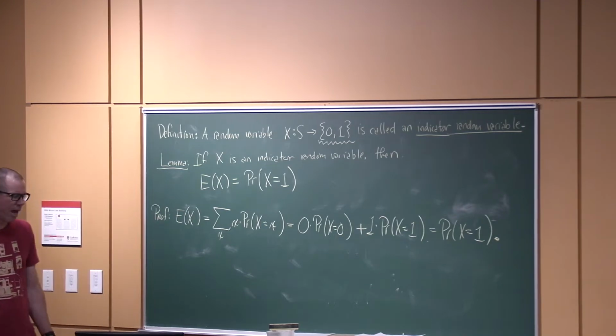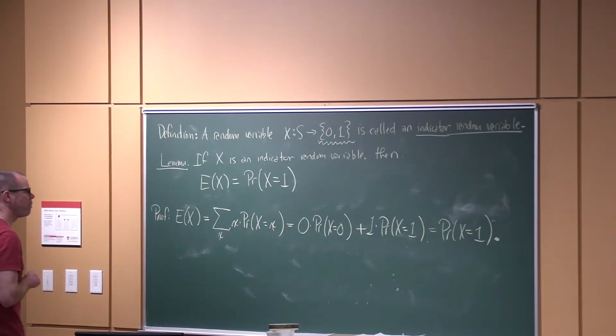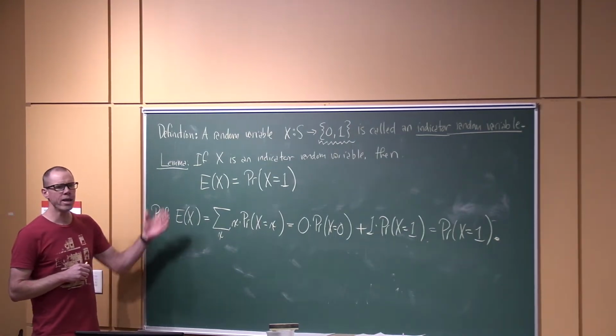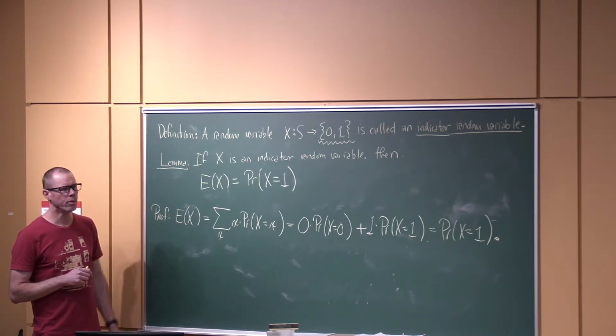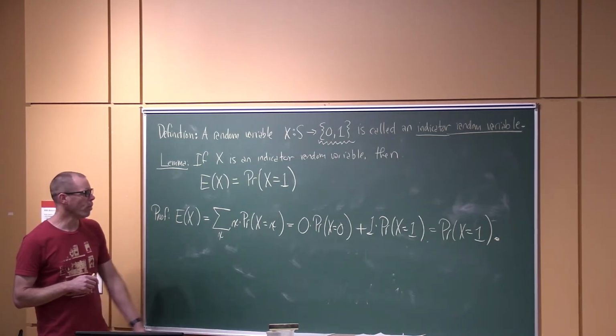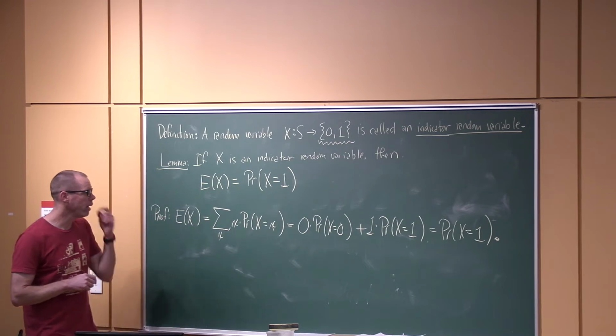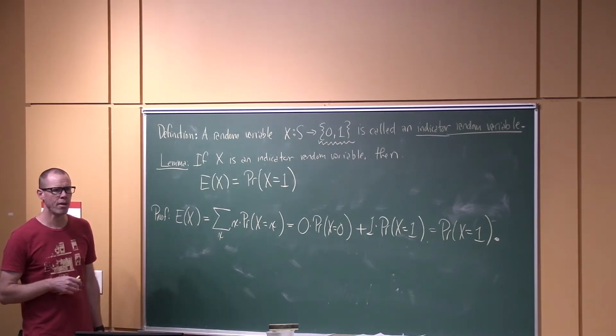So at least in terms of random variables, it doesn't get any simpler than this, right? You only need to figure out one thing. What's the probability that it's equal to 1? And you'll get the expected value of that random variable.